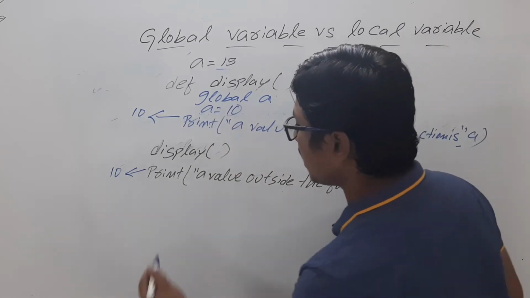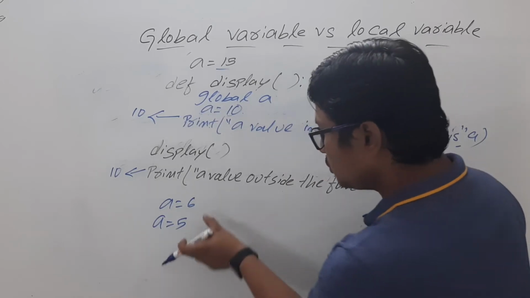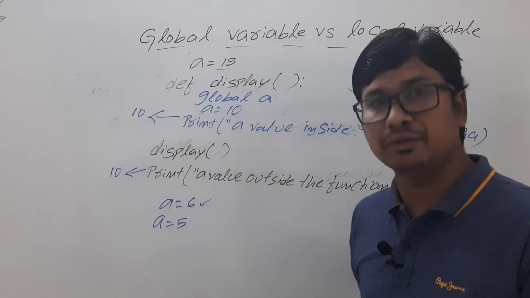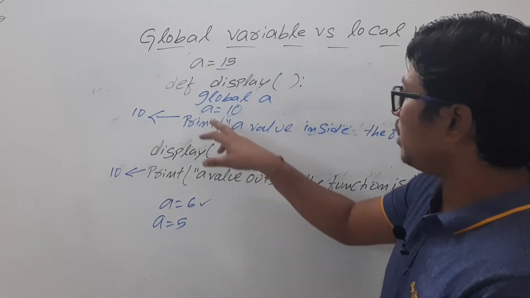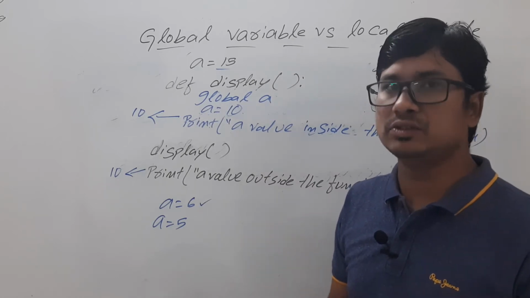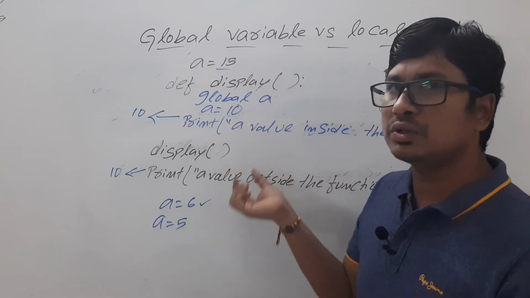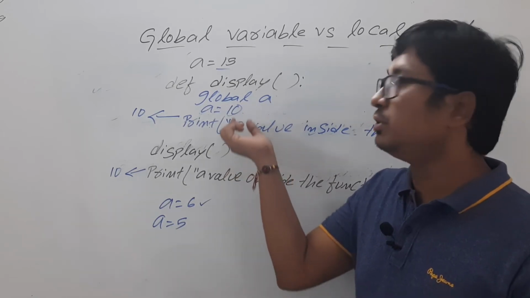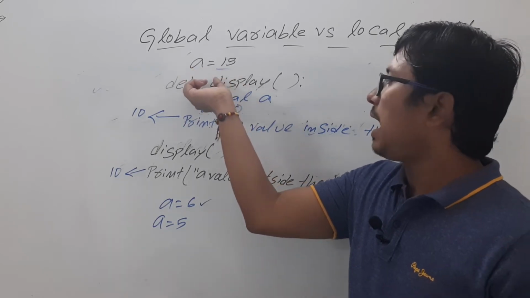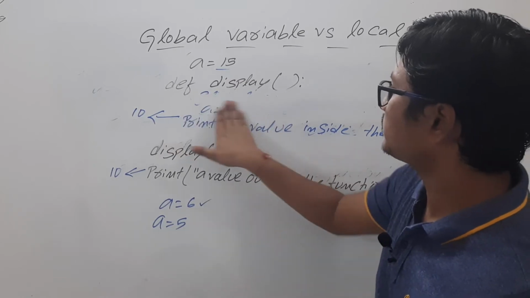Suppose let's take that you have written a is equal to 6, then if you write a is equal to 5, now these two are local variables. First the a value will become 6, then the a value will be updated to 5. But I want to access the global variable a and also the local variable. That is not possible with this one. Now let me modify the code a little bit so that we can modify the global variable and also access the local variable.